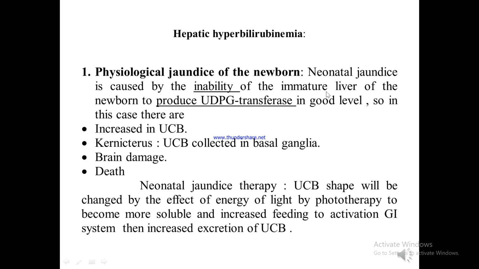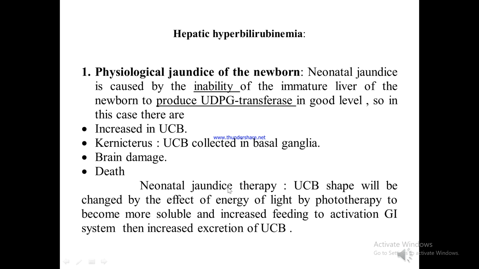of immature liver cells. In this case, there is an increase in unconjugated bilirubin concentration, and this unconjugated bilirubin is collected and accumulated in the basal ganglia membrane, causing kernicterus. And if this condition continues, it may cause brain damage and death.